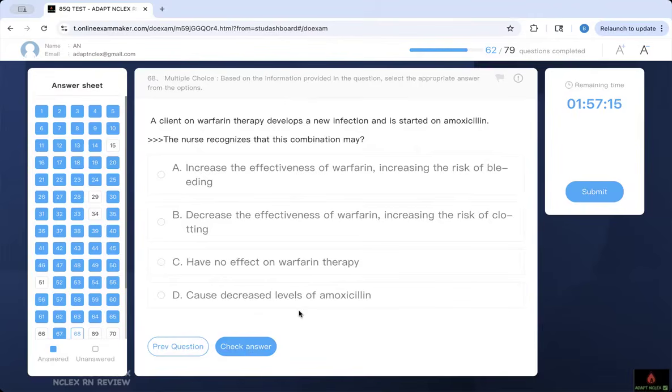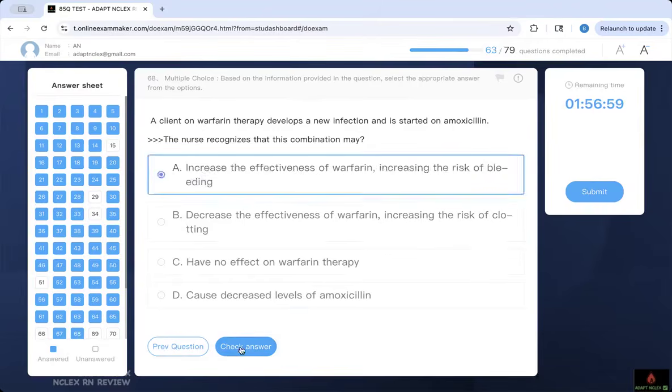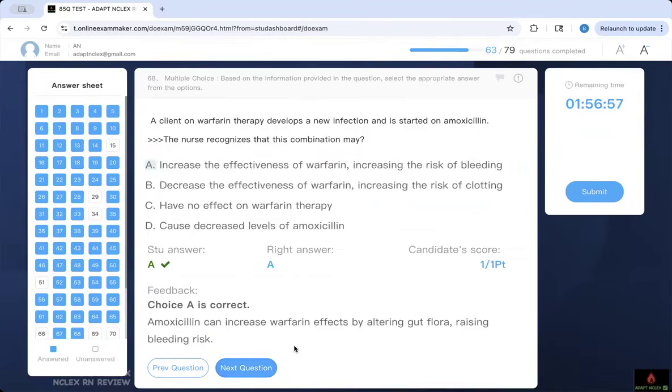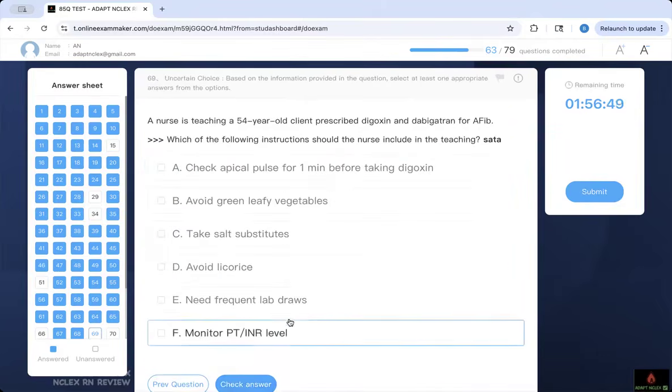If you take a new antibiotic, it can increase the effectiveness of warfarin. This will make you bleed more, right? It can cause the amount of warfarin in your blood to increase, and therefore the INR will go up. So this is a problem. This is something I want you to know. Amoxicillin can alter the gut flora, right? And it increases the warfarin effect and raises the bleeding risk.